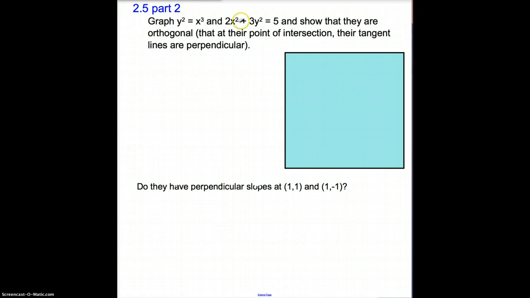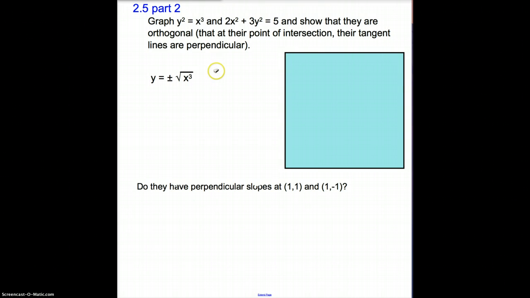So to get y by itself, you're going to take the square root of y squared equals x cubed. And remember, when you take the square root, you have a positive and a negative option. So if you're graphing this on your graphing calculator, you would need to type this in as two different functions. Y equals positive square root of x cubed, and y equals the negative square root of x cubed.